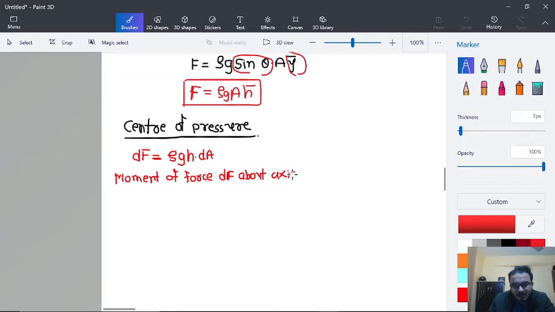X is O. So this will be equal to dF into Y. So we can say is equal to rho G H into dA into Y. So now we will calculate. This is only for small strips. So now we will be doing sum of moments.